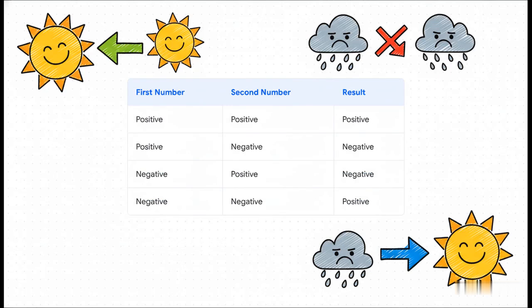Let's look at the overall pattern here. When the signs are the same, so a positive and a positive, or a negative and a negative, what happens? The result is always positive. But what about when the signs are different? One positive and one negative? Well, the result is always negative.